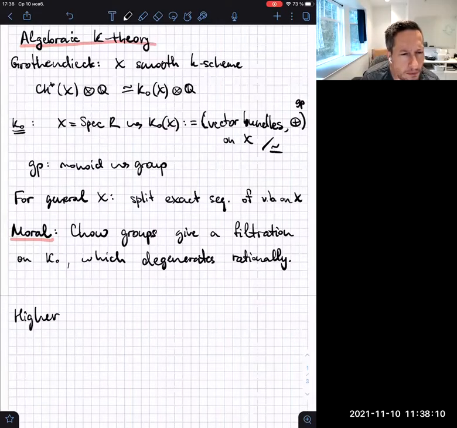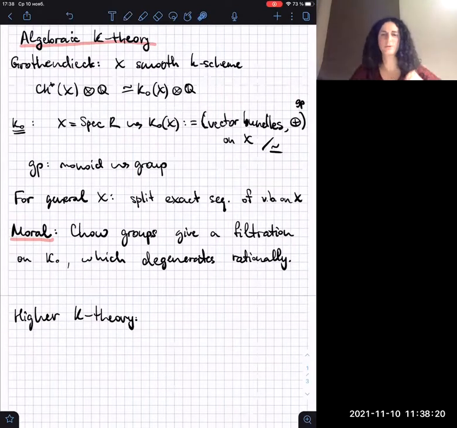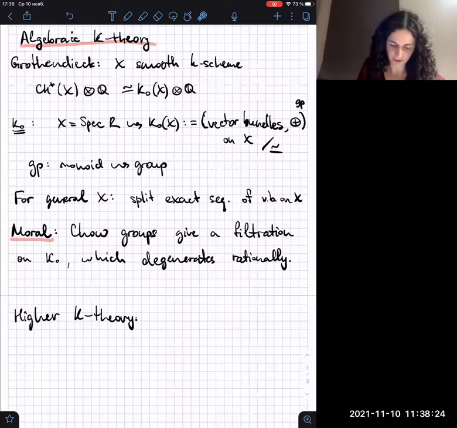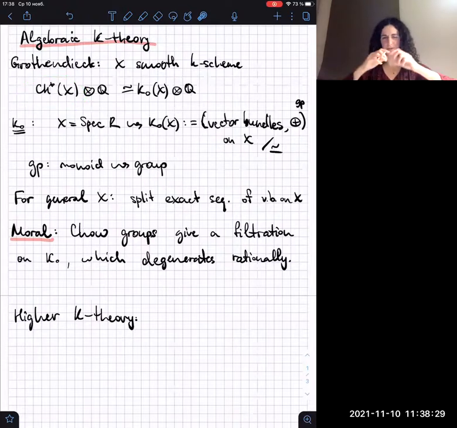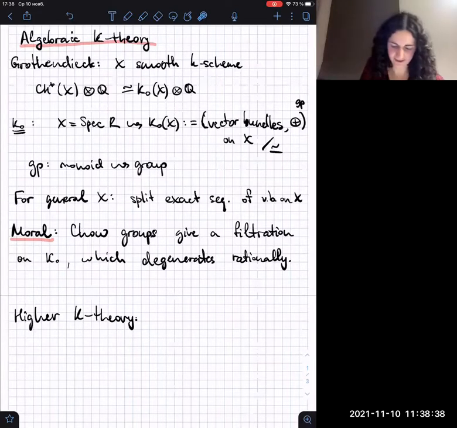Could I ask, what does it mean for a filtration to degenerate rationally? Literally this. More generally, we will see that there will be a spectral sequence which rationally degenerates. This ring is a sum of Chow groups. These are like the pieces, and rationally, the right-hand side is just the sum of them. Okay, so degenerate means it's just a direct sum. Okay. Fancy.